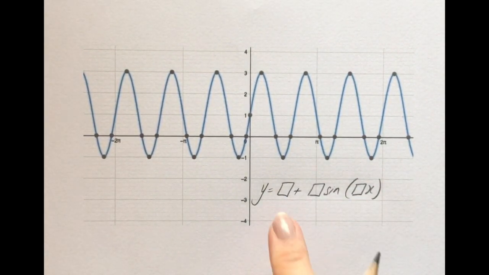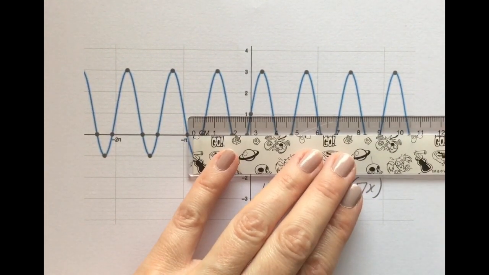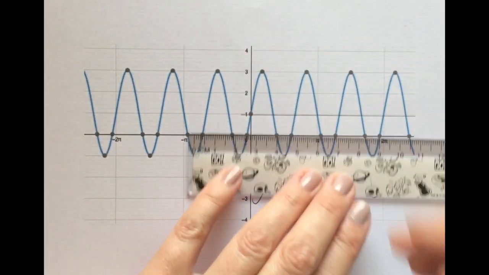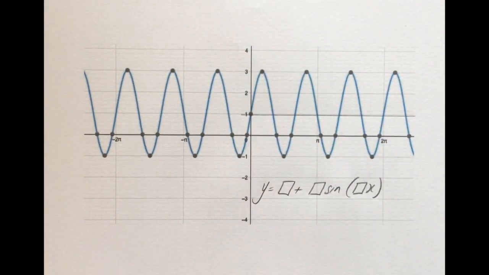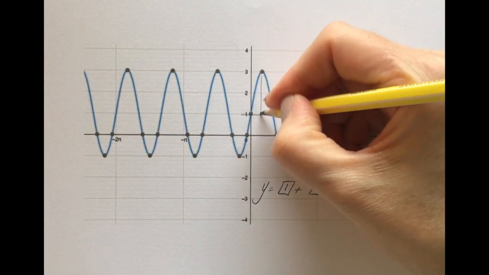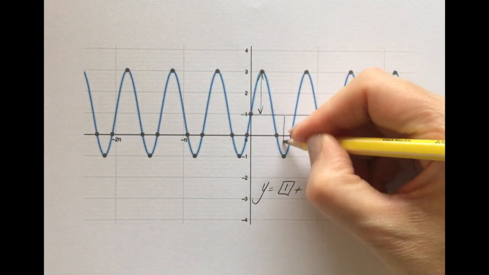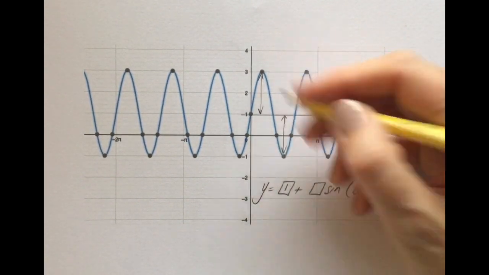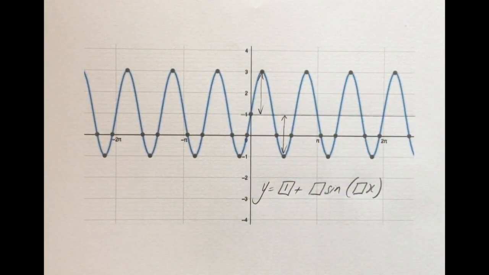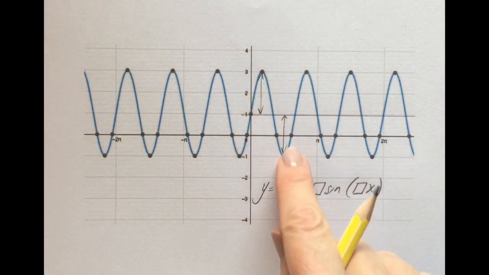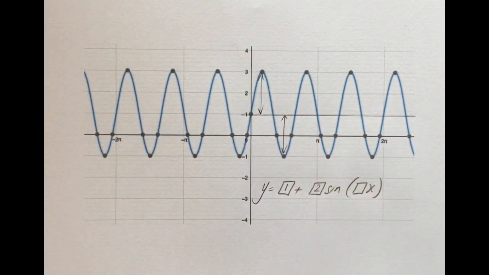Let's have a look. That first one, remember, is the midline equation, and the midline equation here happens to be 1. Okay, this of course affects the amplitude, so we're looking at the distance then from that midline equation to the highest points and the lowest points of the curve, and of course that is a distance of 2.